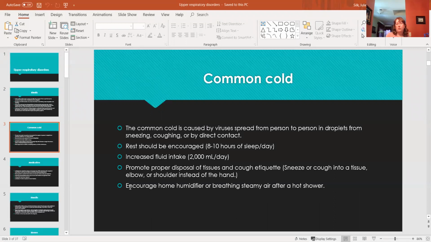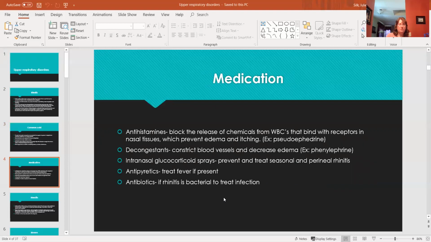Also, if you encourage a home humidifier or just breathing steamy air after a hot shower, sometimes that makes you feel better from some of your symptoms. Things that you might take to help with your symptoms would be antihistamines. The antihistamines would block the release of chemicals from white blood cells that bind with receptors in your nasal tissues. So stuff like pseudoephedrine, that would be an antihistamine.